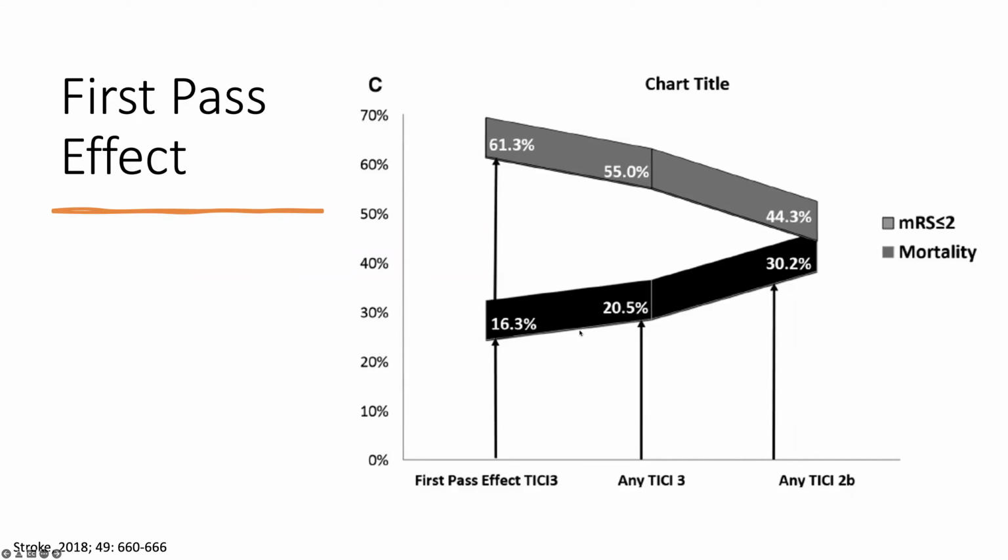So the first pass effect here, the modified Rankin score is in gray, and the mortality is here. So with the first pass effect, the mortality was less, 16%. Modified Rankin is high, and then any TICI 3, you can see that the modified Rankin score goes down a little bit here, 55%, and the mortality starts to go up. And then once you get TICI 2B, so the reperfusion is a little bit less, you can see that the modified Rankin score also goes down, and then the mortality actually goes up. So it's very important that you open up the vessel on the first pass and you try and obtain a TICI 3 score.